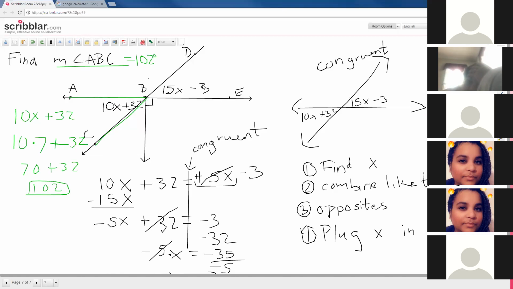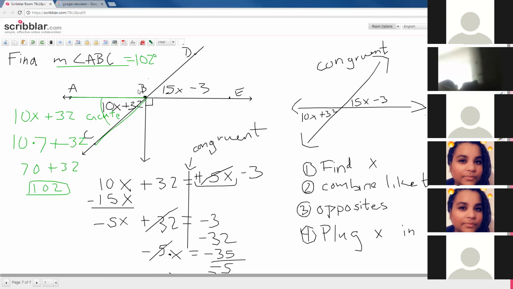Now I did make this problem up myself, and you'll notice I made a little mistake. 102 doesn't make sense with our picture. Our picture shows that this is acute. This is obviously less than 90. They will not make that kind of mistake on the OGT. If you got this answer on the OGT, you would be like, wait a minute, my picture looks like that spot is acute.